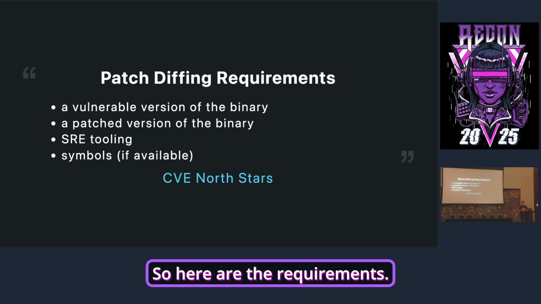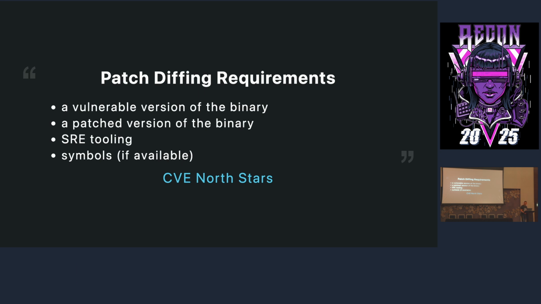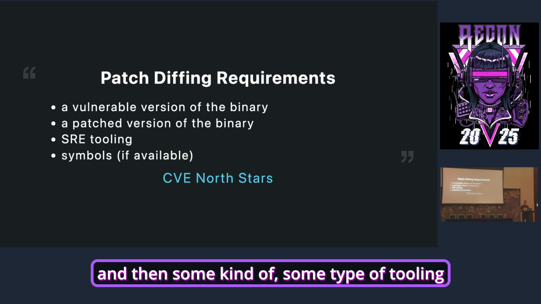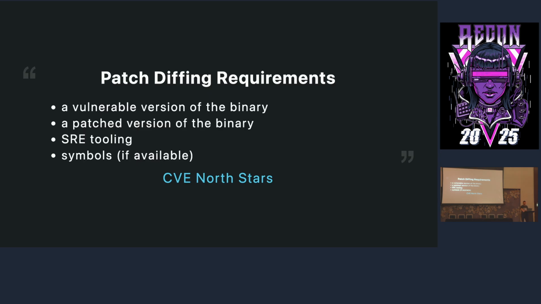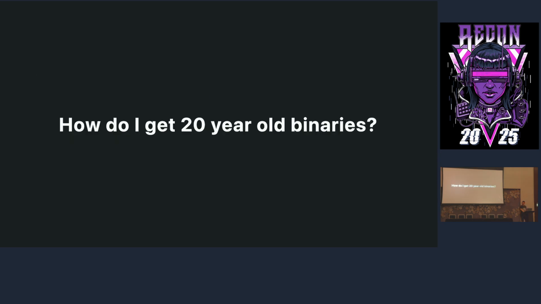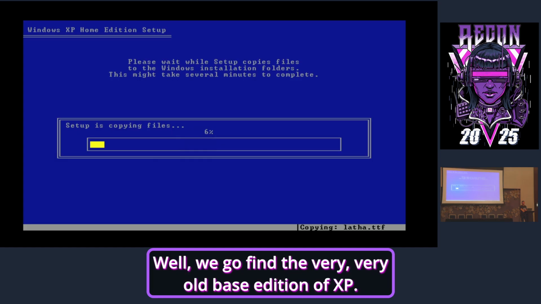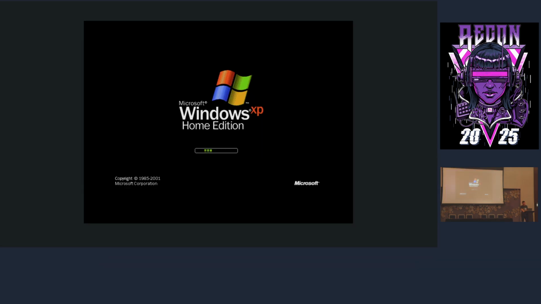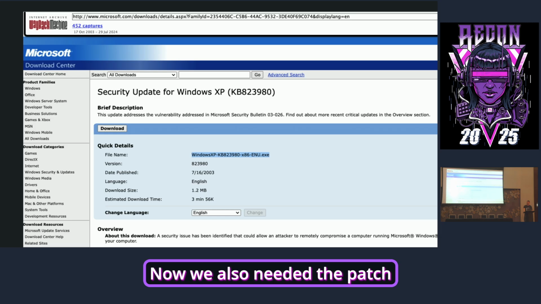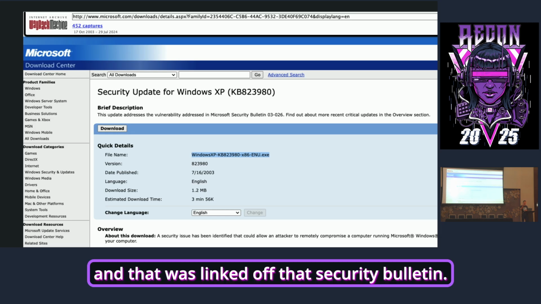So here are the requirements. To patch diff, you need the vulnerable version, the fixed version, and then some type of tooling to help you see the binary more clearly. So how do we get 20-year-old binaries? Well, we go find the very, very old base edition of XP, and we go ahead and install that in a VM.